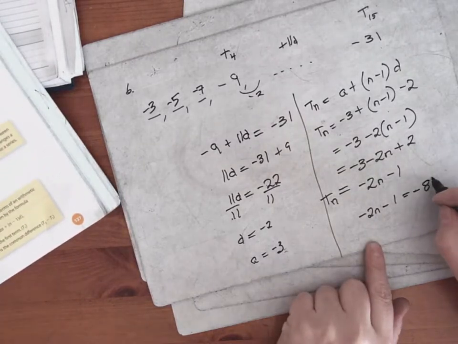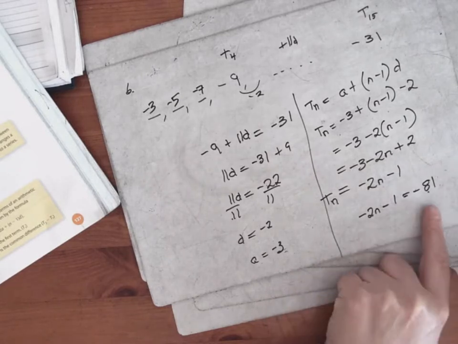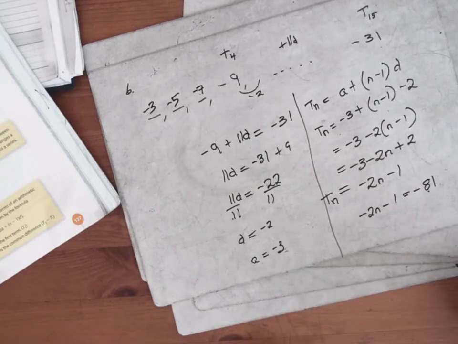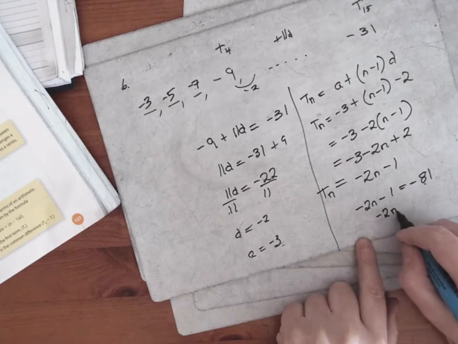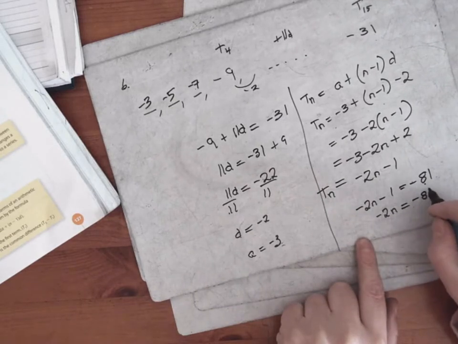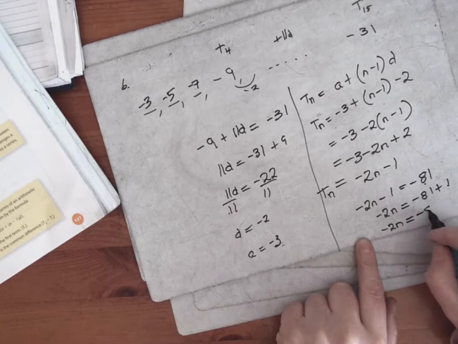So you don't know what you filled in for n, but you do know that when you filled in something for n, you ended up at minus 81. So this is just algebra, n's on one side, numbers on the other. So minus 2n equals minus 81 plus 1 when it comes over the wall. So that's minus 2n is equal to minus 80.